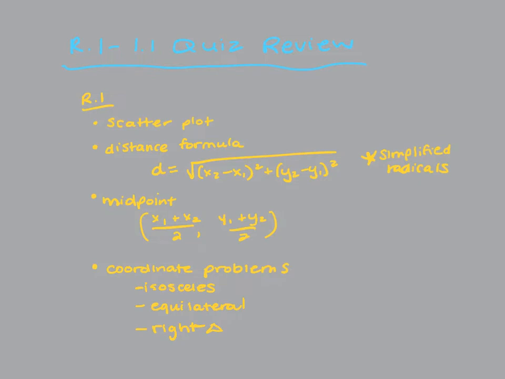If you're classifying it as isosceles, then you're showing that two sides are the same. If you're classifying it as an equilateral, all three sides are the same. And then if it's a right triangle, your a squared plus b squared has to equal c squared. Keep in mind that it can be both isosceles and right, so you definitely want to check for all three of those kinds.